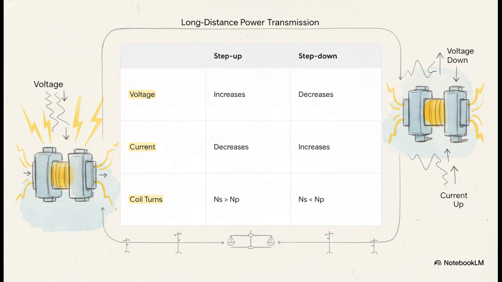Simple as that. But because you can't create energy from nothing, when the voltage goes up, the current has to go down. And when the voltage goes down, the current goes up. It's that trade-off that is so critical for efficient power transmission.